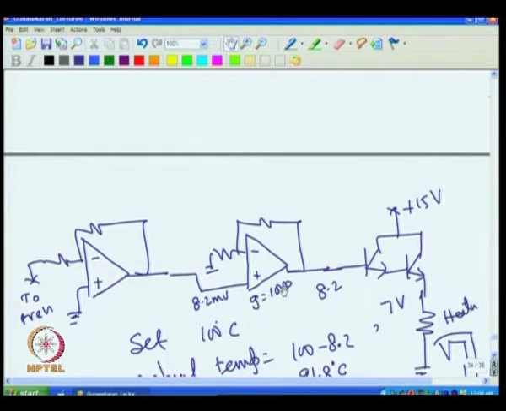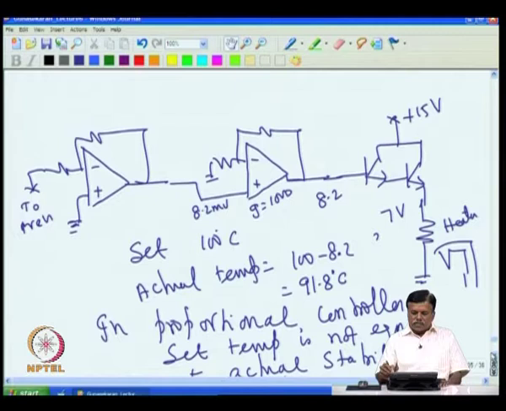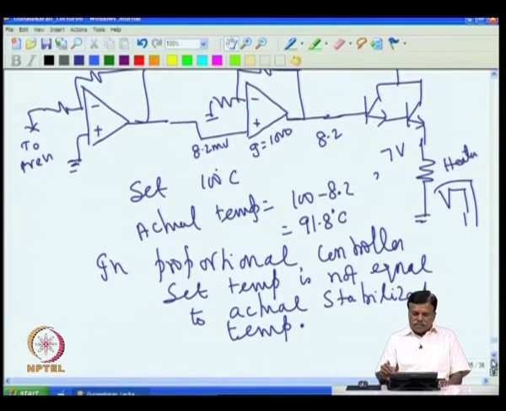Now, as I said, if the set value is not equal to the actual where the temperature stabilized, then what is the secondary effect? The secondary effect is like this. Now we assume that the heater needs 7 volt. So I will explain with another figure what the secondary effect is.